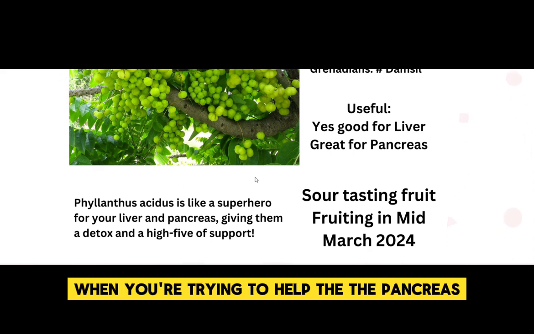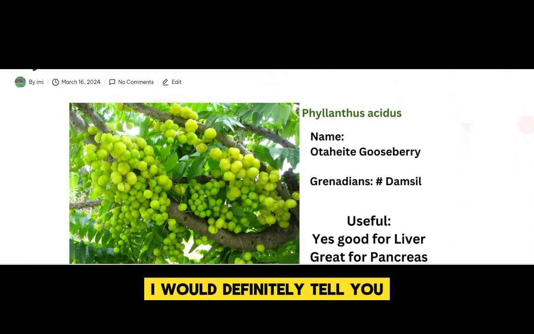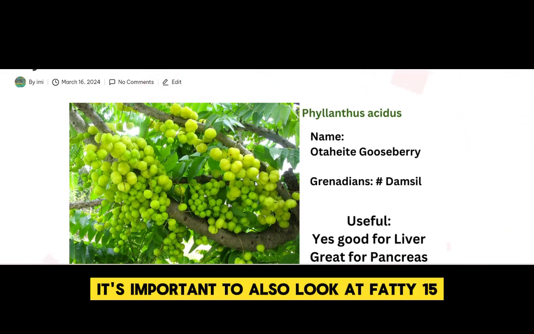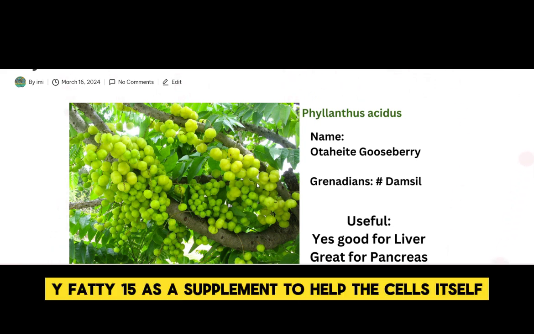Of course, when you're trying to help the pancreas, I would definitely tell you it's important to also look at Fatty15, as a supplement to help the cells themselves regrow.